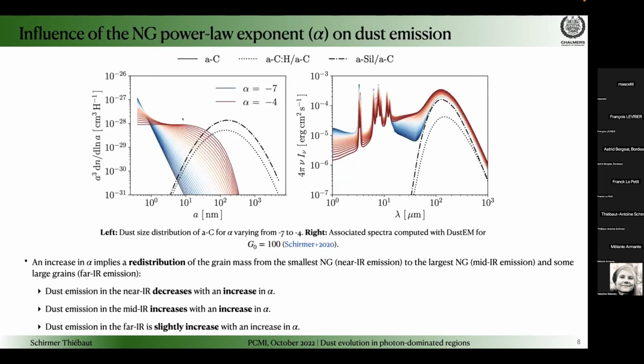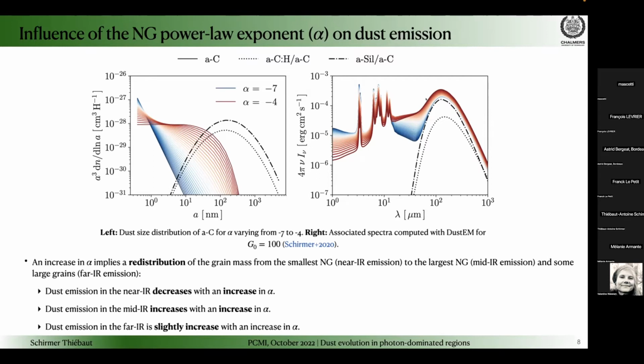And finally, the third parameter we vary is the nanograin power-law exponent alpha, from -7 here in blue to -4 here in red. And what you see is that when you increase this parameter, you lose emission in the near infrared, you gain emission in the mid infrared, but you also gain some emission in the far infrared. This is normal because when you increase this parameter, you lose the smallest nanograins that are responsible for the near infrared emission. You gain some of the largest nanograins that are responsible for the mid infrared emission, and you gain some of the large grains that are responsible for the far infrared emission.